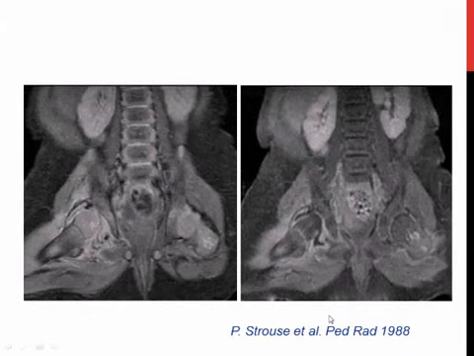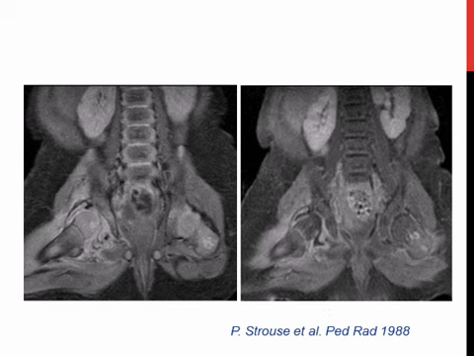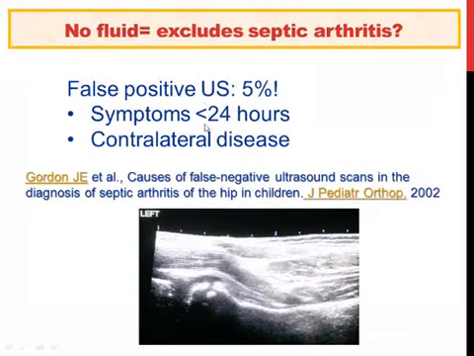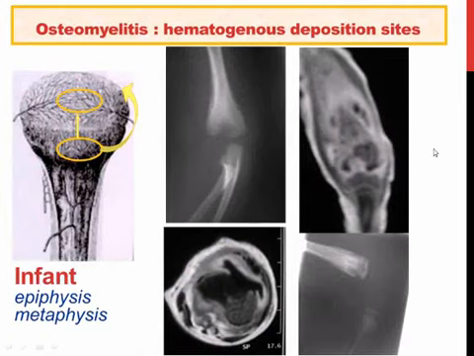The only situation in which you can say this is definitely septic arthritis with MRI is fluid, synovial enhancement, together with soft tissue changes around it. And if you don't have fluid and your colleagues request a second ultrasound scan, do not say no, because you have a 5% chance of a false positive ultrasound for septic arthritis if symptoms are earlier than 1 day and if there's contralateral disease. Remember that osteomyelitis is hematogenous, so there is a specific site predilection.